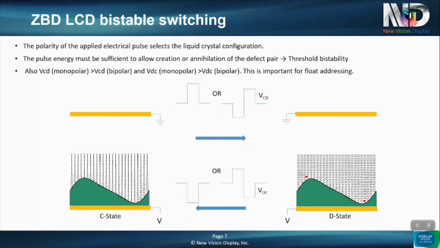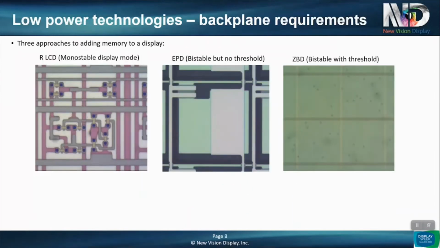But also, you create or annihilate these defects in pairs. There's quite a well-defined threshold for getting backwards and forwards. If the voltage is insufficient, nothing happens, other than an optical transient. And that threshold bistability is very, very important for backplane simplicity.